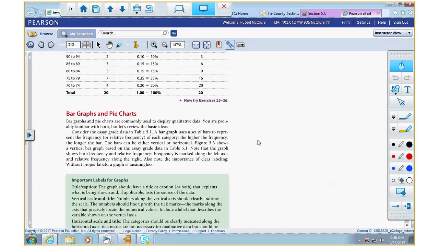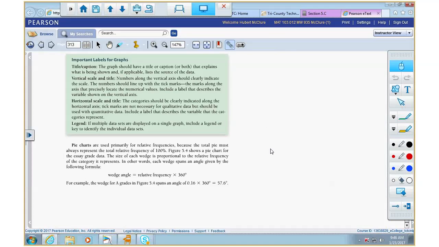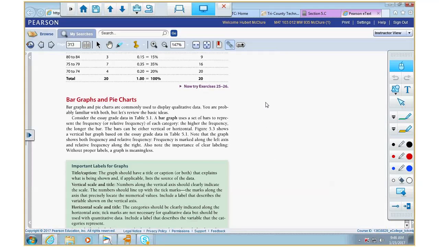I think this is where we left off, but we didn't get into bar graphs and pie charts. There's a lot of things that are used in statistics: pie graphs, bar charts, histograms, line charts, all kinds of different visual representations of data. The only thing in this section, 5C, is to make sure you know which is which. Okay.